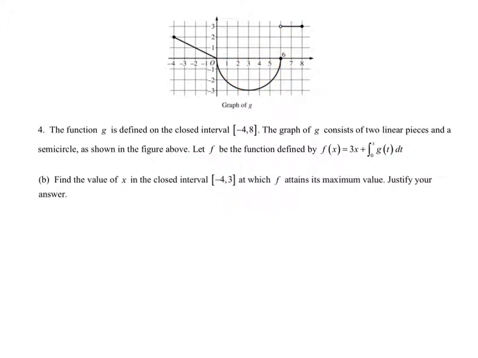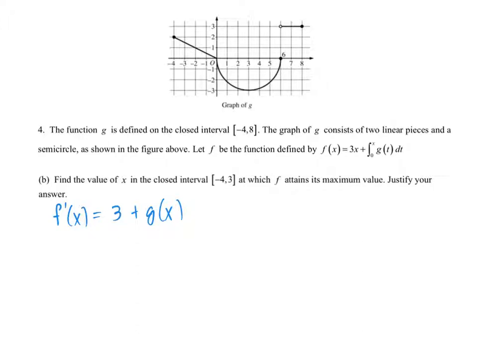Okay, this next part is pretty tricky, so I'm going to do my best to explain exactly what is going on here. We want to find the value of x in the closed interval from -4 to 3 at which f attains its maximum value. And then we want to justify our answer. So in order to figure out anything about the maximum of f, I need to figure out what f prime is. And so f prime of x is going to equal, from part A, 3 plus g of x.